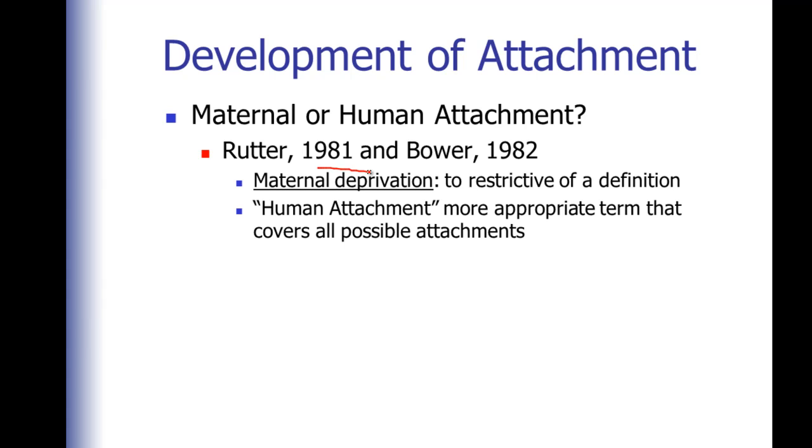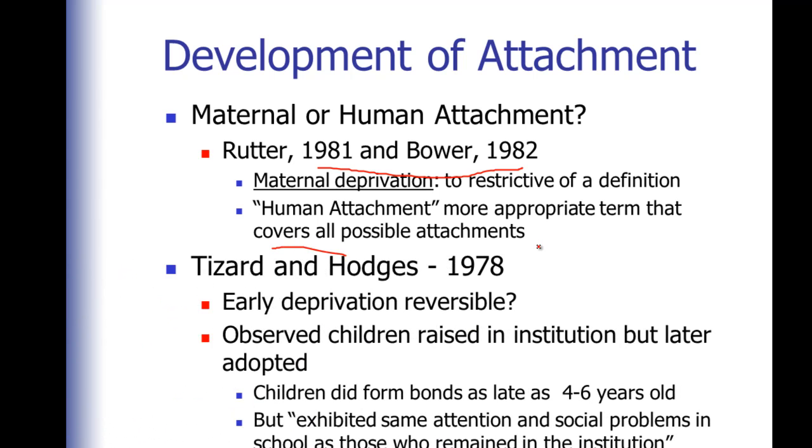And these folks, Rutter and Bowlby, talked about maternal deprivation and wanted to restrict the definition. It's too restrictive a definition, they felt. Human attachment is a more appropriate term that covers all possibilities. And Tizard and Hodges, and there's a question on the test about Tizard and Hodges also. So Tizard and Hodges felt that this early deprivation could be reversed. Children raised in institutions but later adopted did form bonds as late as 4 to 6, but, here's the but, exhibited the same attention and social problems in school as those who remained in the institution.